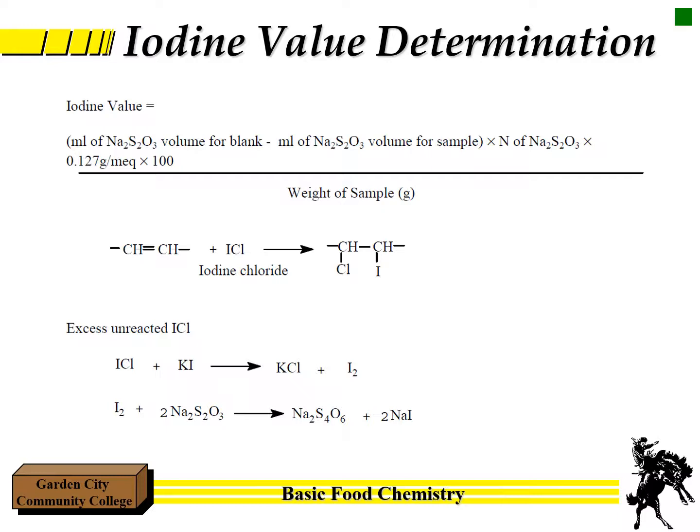And this just shows you how it's all determined, how you get the iodine value. You can see all the formulas there. So it's the blank minus the sample, divided by the weight of the sample, and then you add iodine chloride to that, and any excess that's unreacted goes back into figuring out a number. It's a really long chemical equation to do all this, but I just wanted to show you how it's actually done.